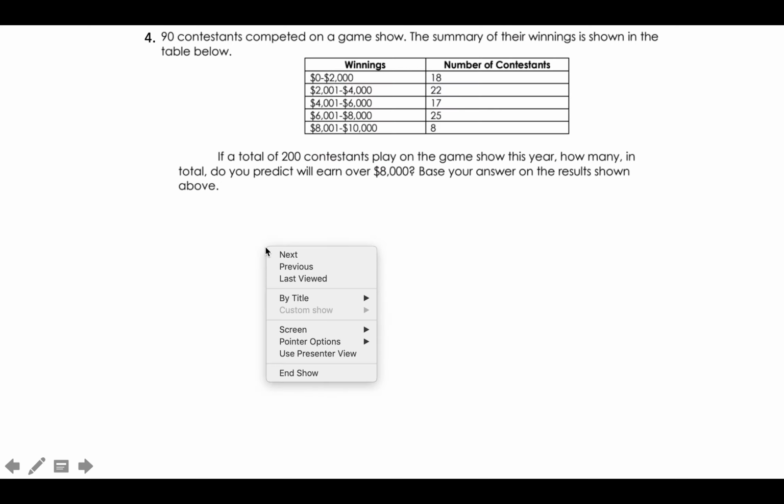Great. Let's take a look at question number 4. 90 contestants competed on a game show. The sum of their winnings is shown in the table below. So we had 18 people win $0 to $2,000, 22 people win $2,001 to $4,000, 17 people win $4,001 to $6,000, 25 people won $6,001 to $8,000, and 8 people won $8,001 to $10,000. So we look at all this told to us right here. We have a total of 90 contestants.